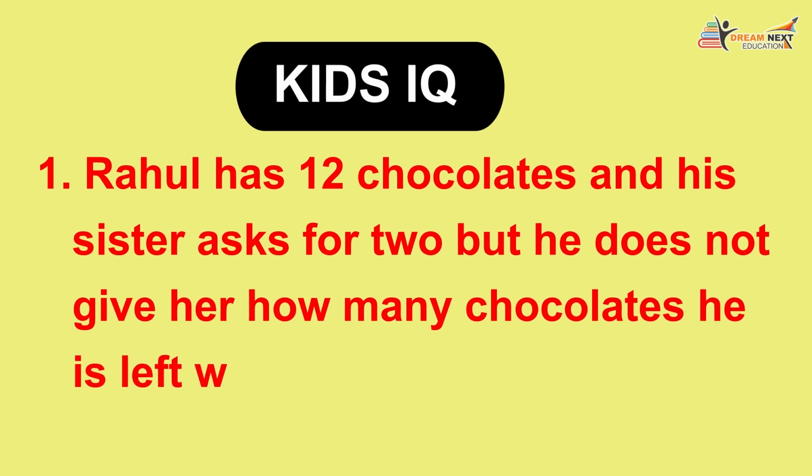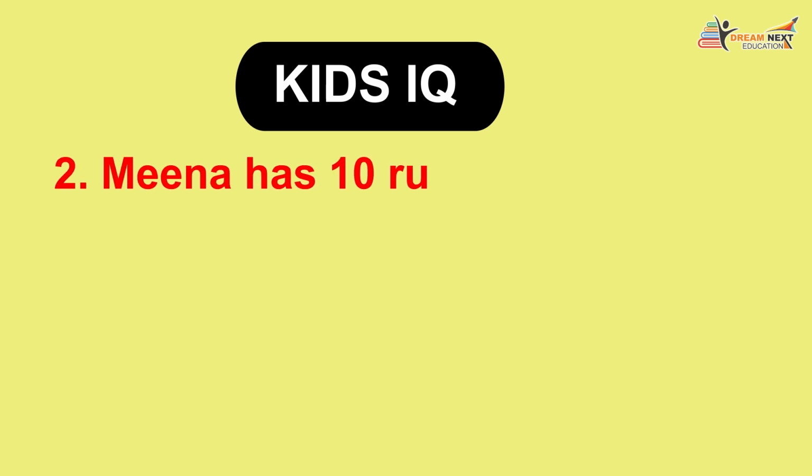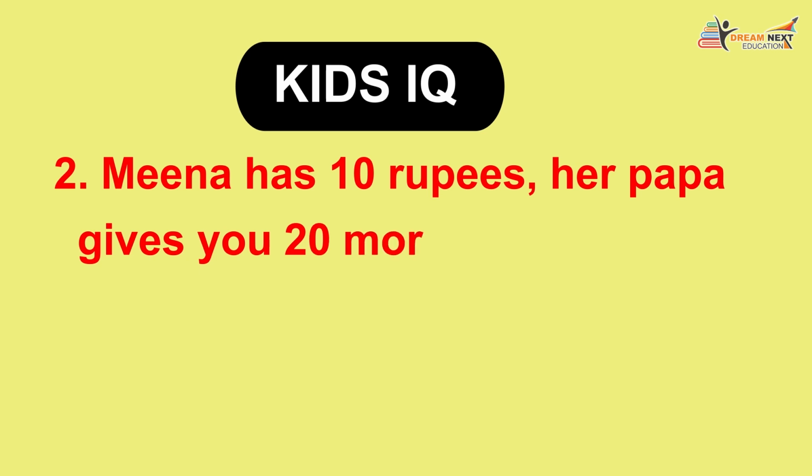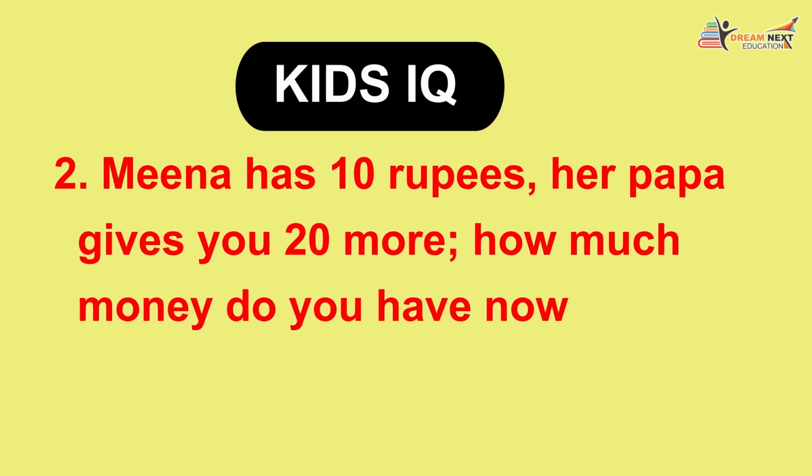Kids IQ. 1. Rahul has 12 chocolates and his sister asks for 2 but he does not give her. How many chocolates is he left with? 2. Meena has 10 rupees. Her papa gives her 20 more. How much money does she have now?